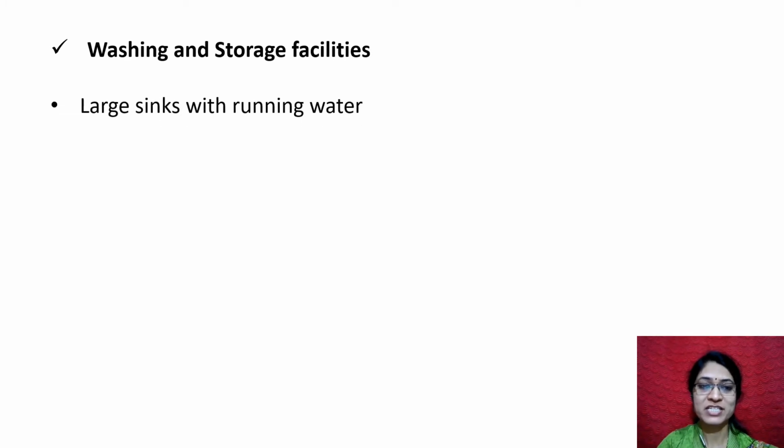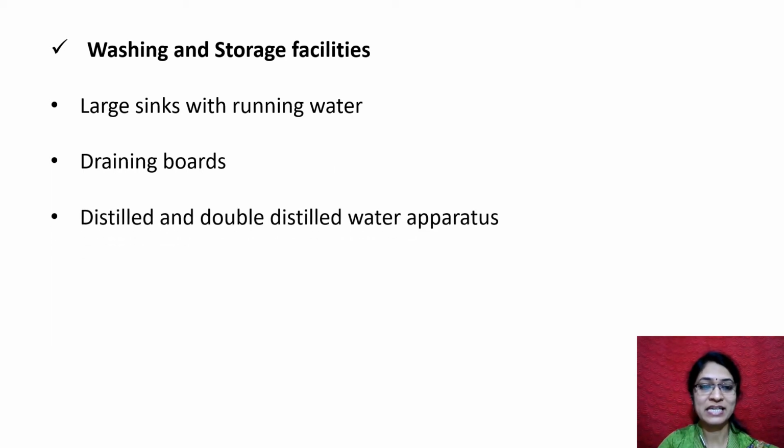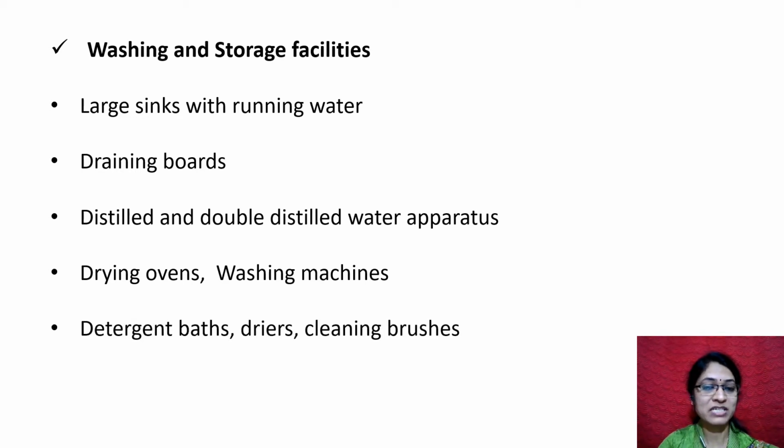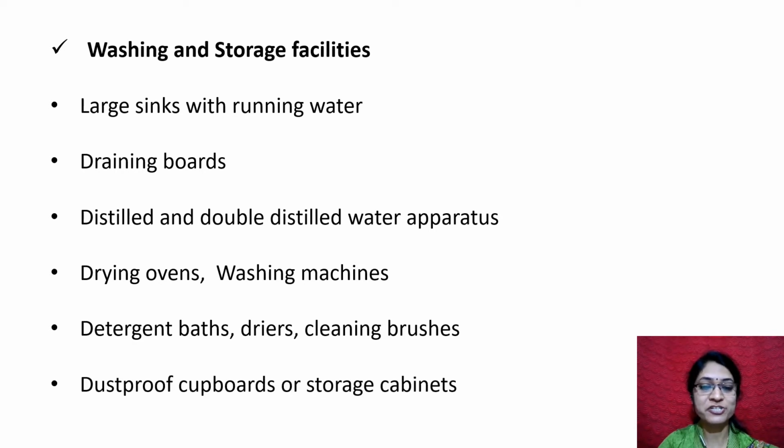The main requirement for washing and storage is an area sufficient for the accommodation of large sinks, and provision for running water and draining boards. Distilled and double distilled water apparatus must be installed in this area. Drying ovens must be kept. Washing machines should be there. Detergent pots, dryers, cleaning brushes and dust-proof cupboards must be there.